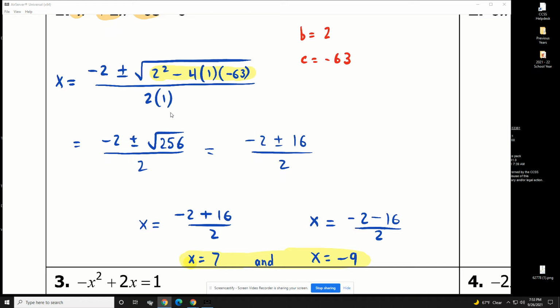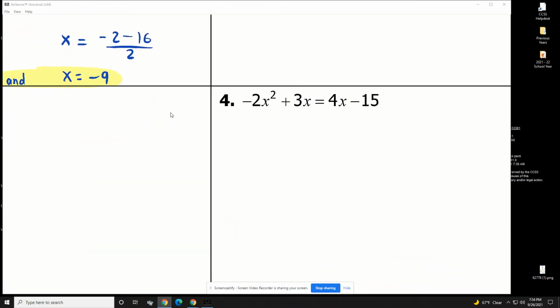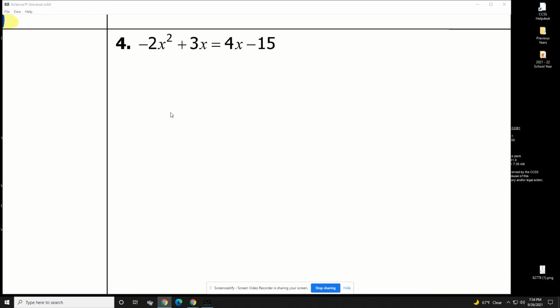All right, so let's look at another couple of problems. I want you to see a specific thing. So let's go over here to number 4. And let's get everything on one side. Let's subtract 4x from 3x. And let's add that 15 to just out here alone. So here's what we got. We got negative 2x squared. What is 3x minus 4x? That's minus 1x. And then that plus 15.